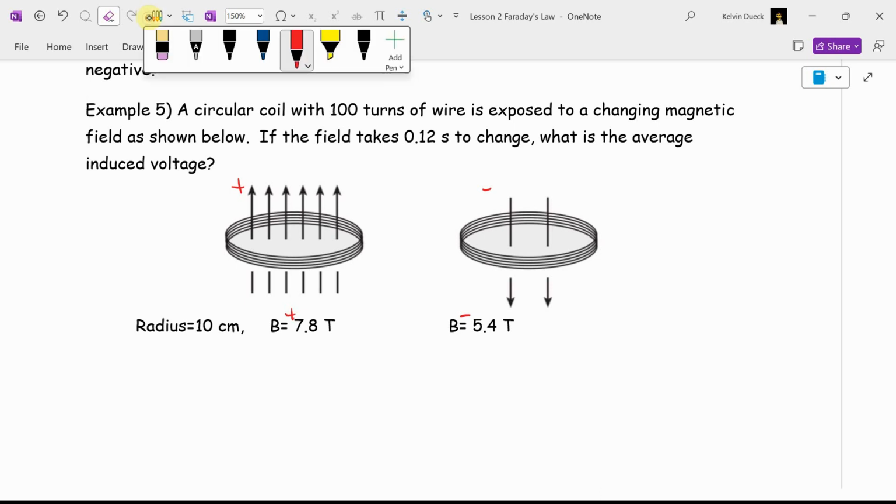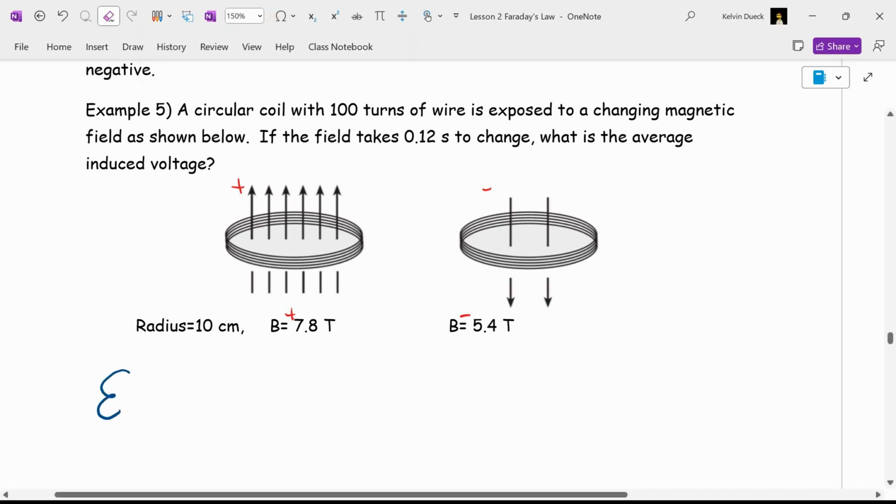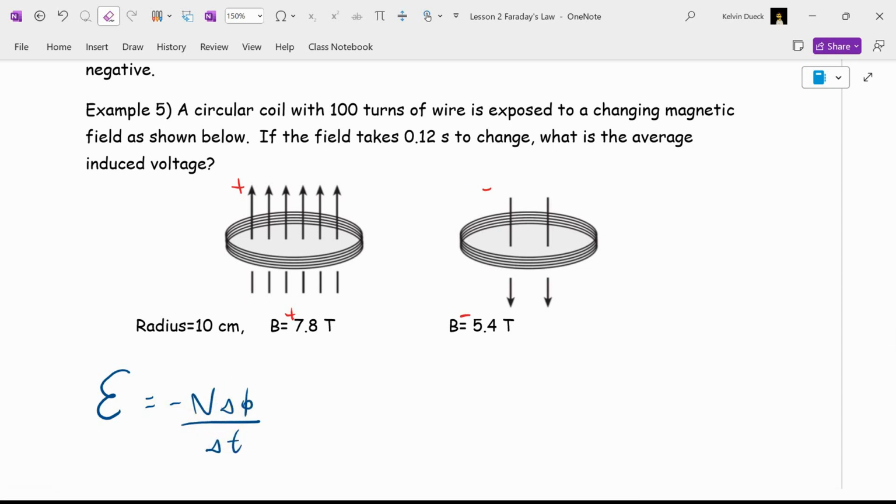Gibson, what are they asking me to find? The induced voltage. I'm going to use Faraday's law, negative N, change in flux over change in time. Gibson, what's N? I'm not going to write that down. I'll substitute that in on the next line. What's delta T? What's the change in time? That's what delta T is. Okay, I do these two first because they're pretty easy to find.